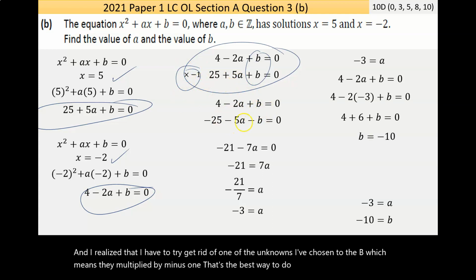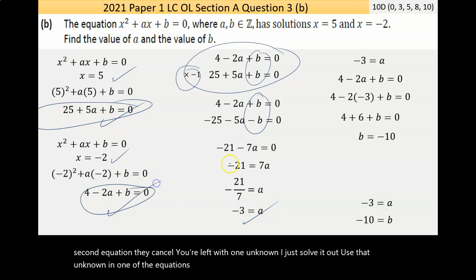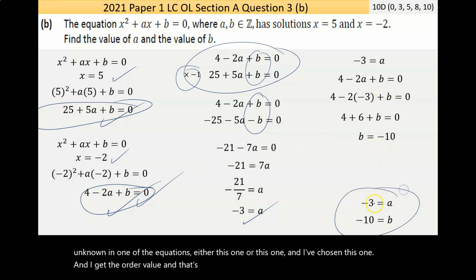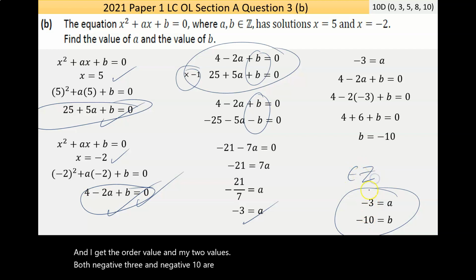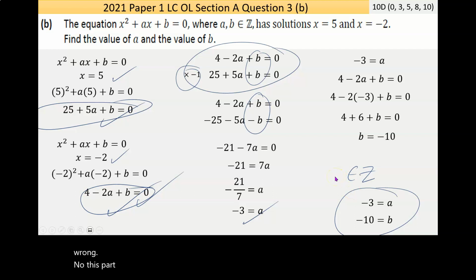Once I've done that to the second equation, they cancel. You're left with one unknown. I just solve it out. Use that unknown in one of the equations, either this one or this one, and I've chosen this one, and I get the other value, and that's my two values. Both negative 3 and negative 10 are elements of Z. They are both negative whole numbers. So if I'd gotten a fraction there, it'd be an indication I've done something wrong. Now, that's part B. I don't know if there's a part C.